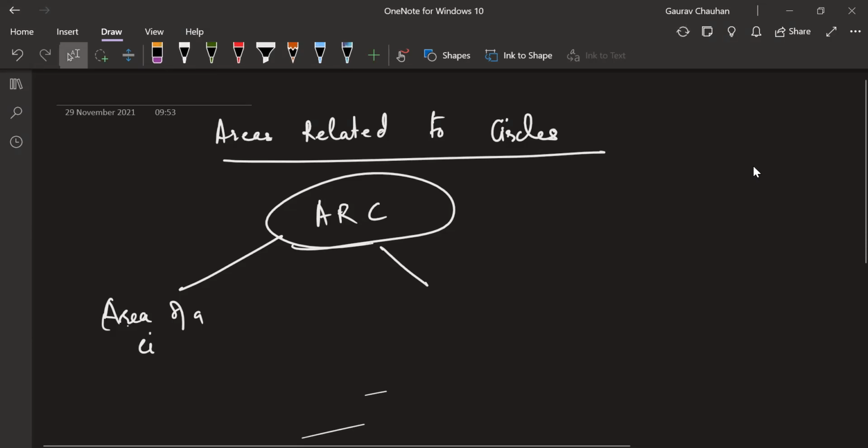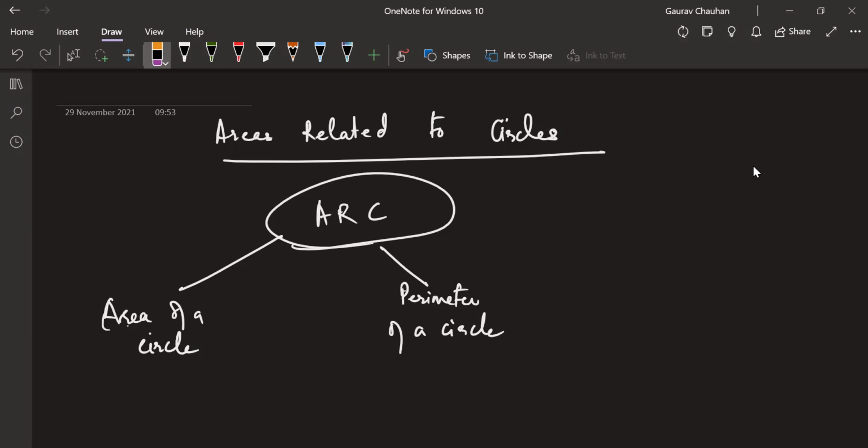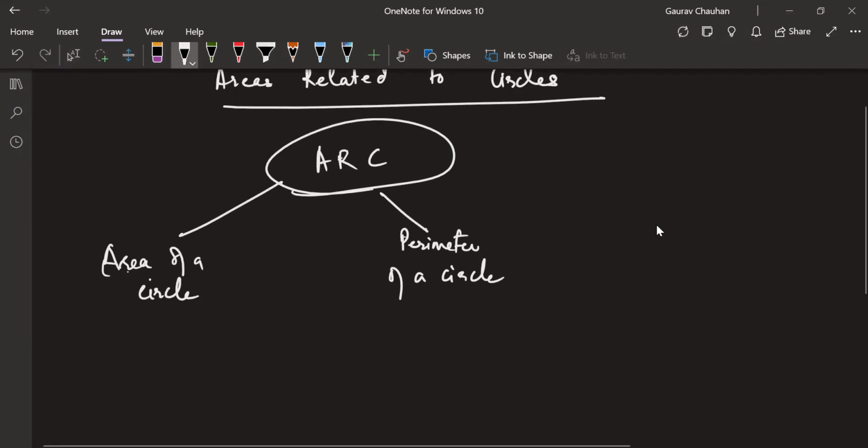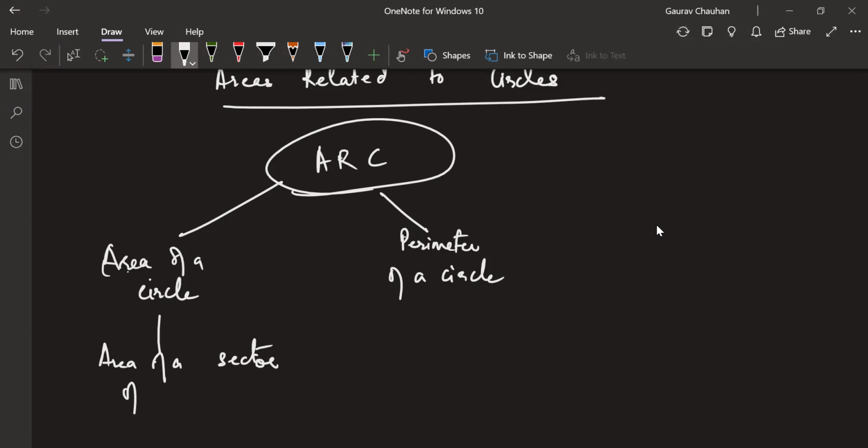All right, area of a circle is the first topic, and the next thing is perimeter of a circle. Okay, now everything is going to revolve around this, except that we will start talking about parts of a circle related to it. So the next thing which you have under areas is area of a sector of a circle.